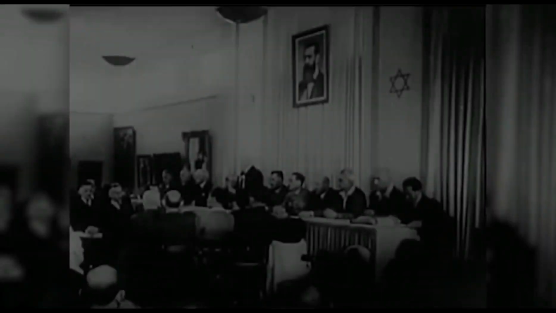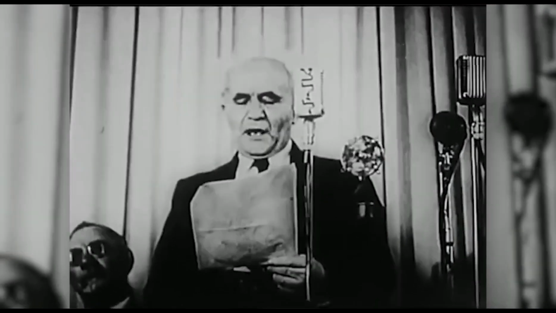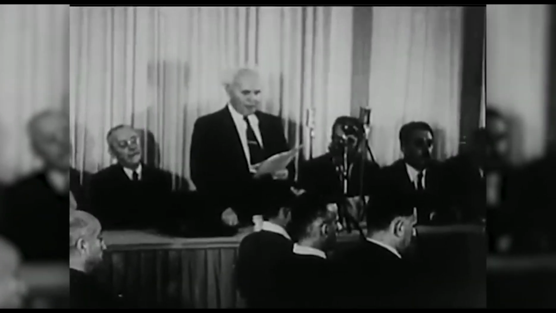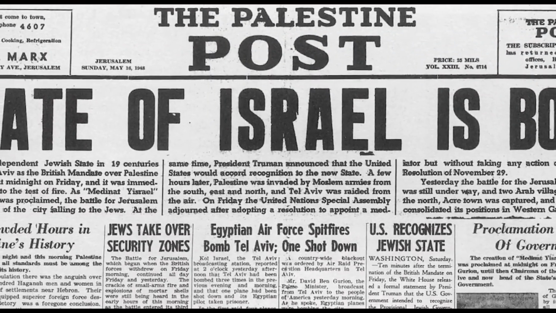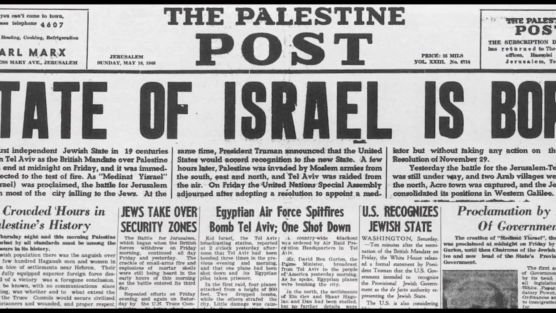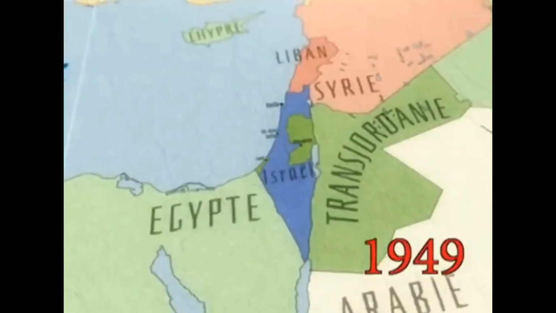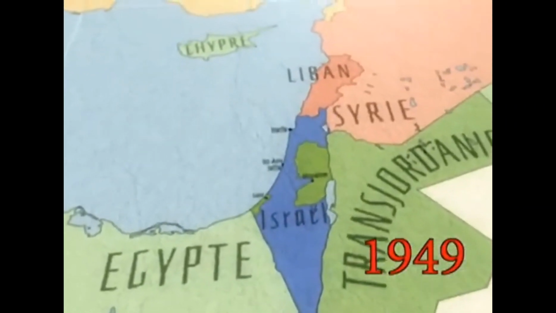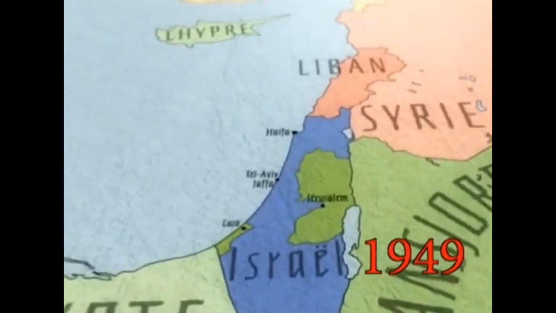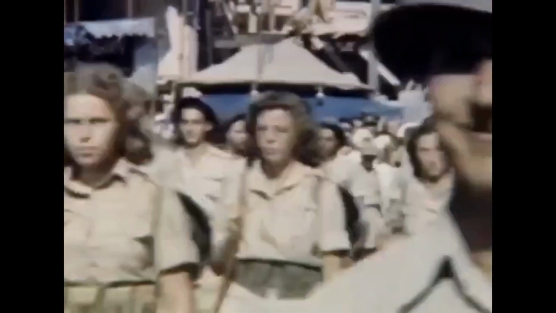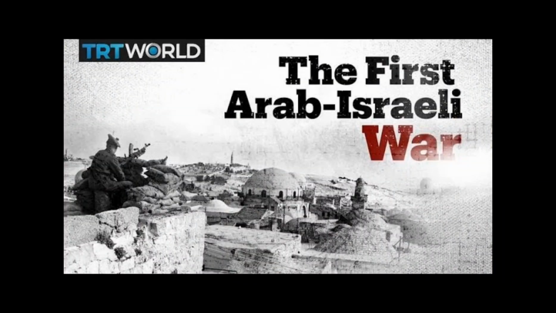On May 14, 1948, Israel officially declared independence. The announcement marked the birth of the modern state of Israel, but the declaration immediately triggered a regional war. Within hours of Israel's declaration, neighboring Arab countries, including Egypt, Jordan, Syria, and Iraq, launched military attacks. This conflict became known as the First Arab-Israeli War.